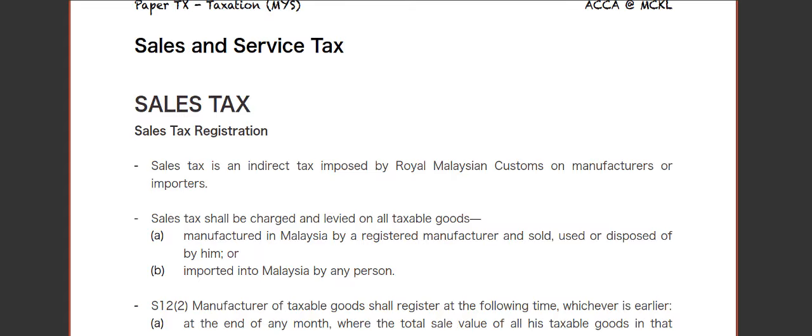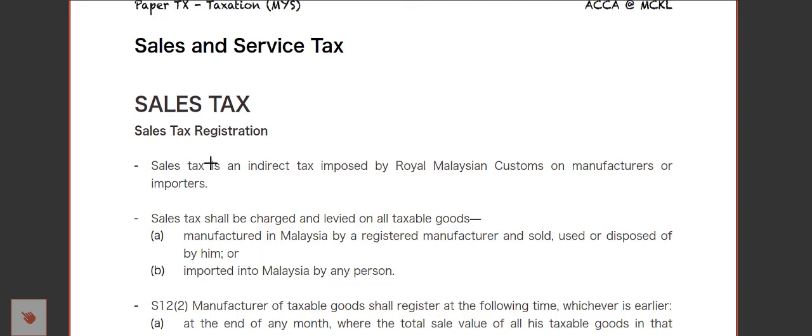Now, most of the mechanism for sales tax and service tax are similar, so we don't have to repeat a lot of things. So I'll just let you know what are the same part, and I'll let you know what are the part that they're not the same.